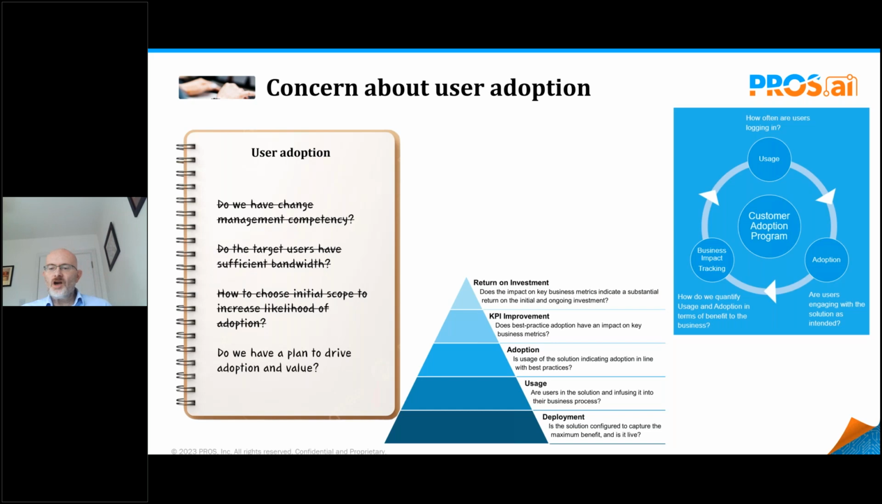So it enables us to measure usage versus adoption and use this to help promote more adoption by showing a correlation between those users that are adopting the processes and a positive impact on the project's KPIs.